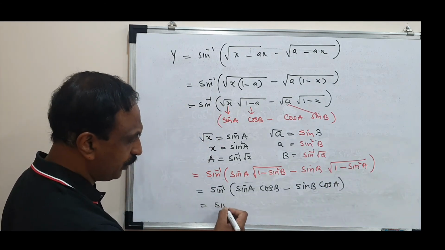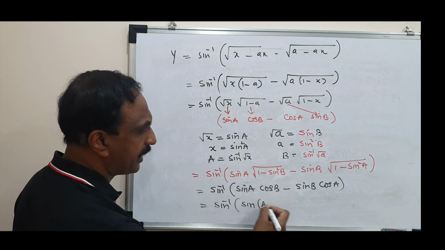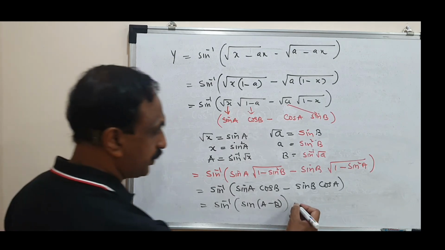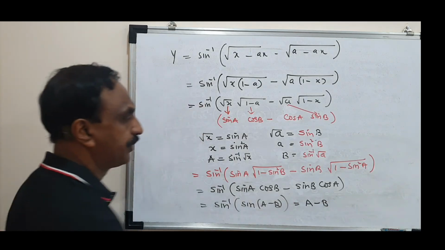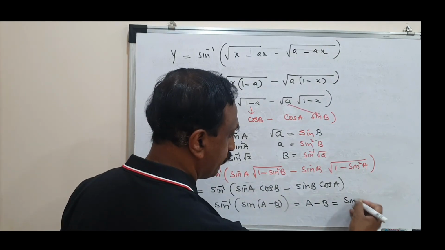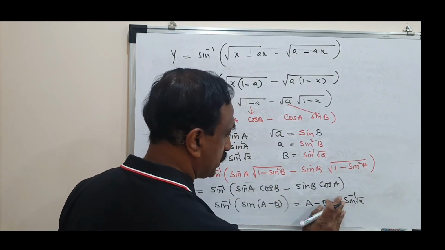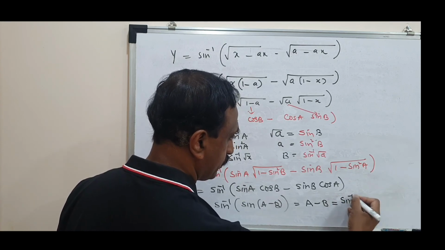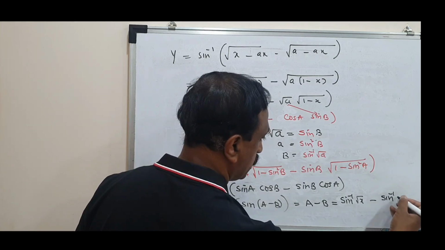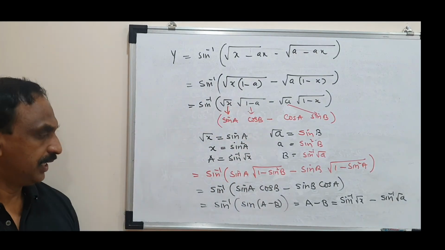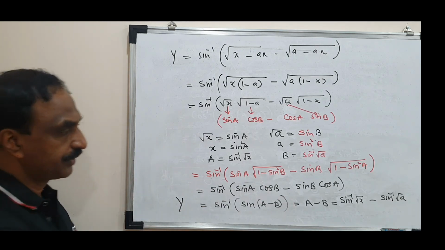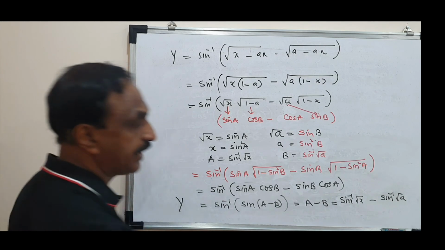That is sine inverse of sine of a minus b. Now we are in a position to cancel. So we get a minus b. What does a stand for? A stands for sine inverse root x, and b stands for sine inverse root a. Now this is a function y. Now our step is to find the derivative: derivative of sine inverse root x and derivative of sine inverse root a.